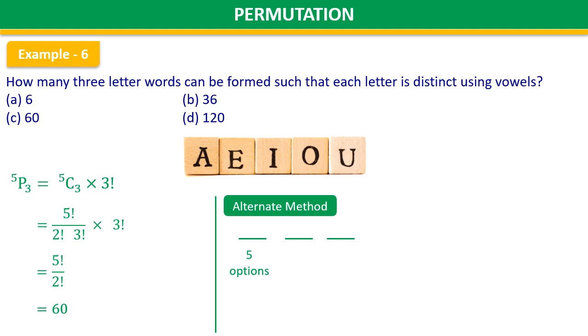Now there are 4 options left with me because one vowel is already taken, and in the question it is clearly mentioned that each letter should be distinct. So 4 options are available for the second letter, and now for the third letter 3 options are left. So the total number of words that can be formed is 5 into 4 into 3, that is equal to 60. Same answer we will get.